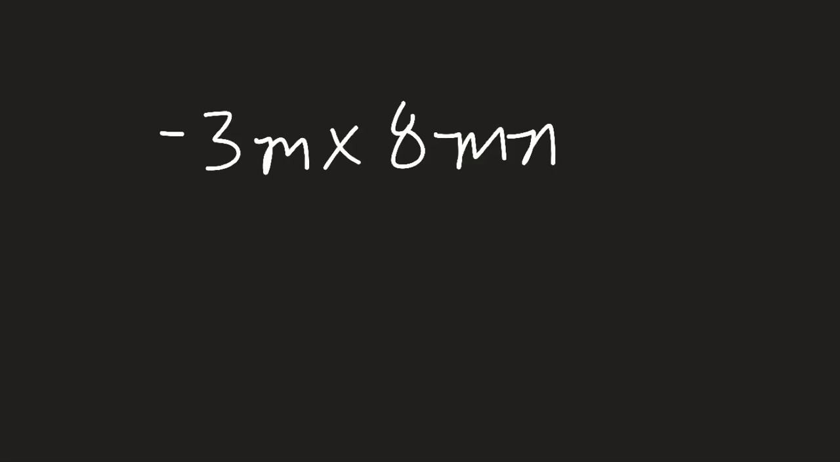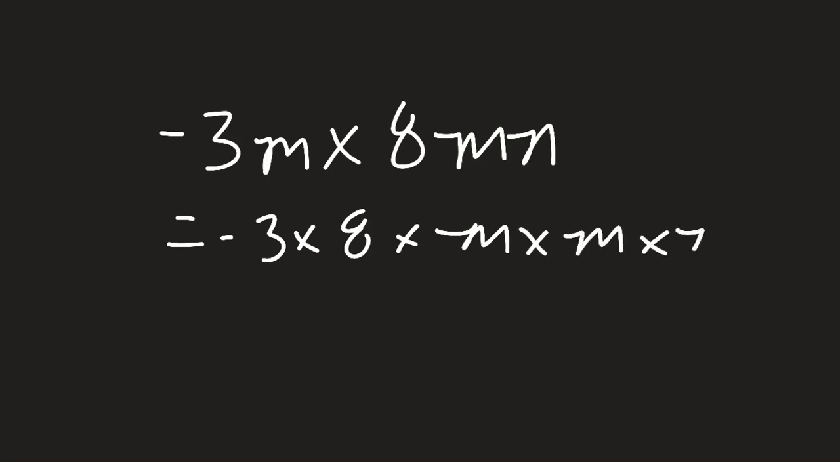The last example I want to give you is another good example. Negative 3m times 8mn. I'm not going to have a lot of room, so I'm just going to work below this time. So that's negative 3 times 8 times m times m times n. Let's deal with negative 3 times 8. A negative times a positive makes a negative. And 3 times 8 gives me 24. So negative 3 times 8 gives me negative 24.